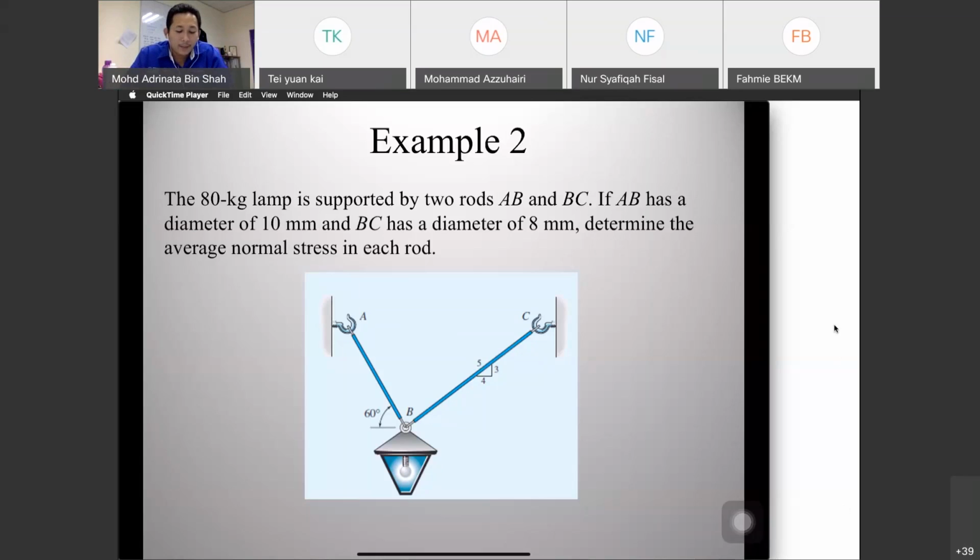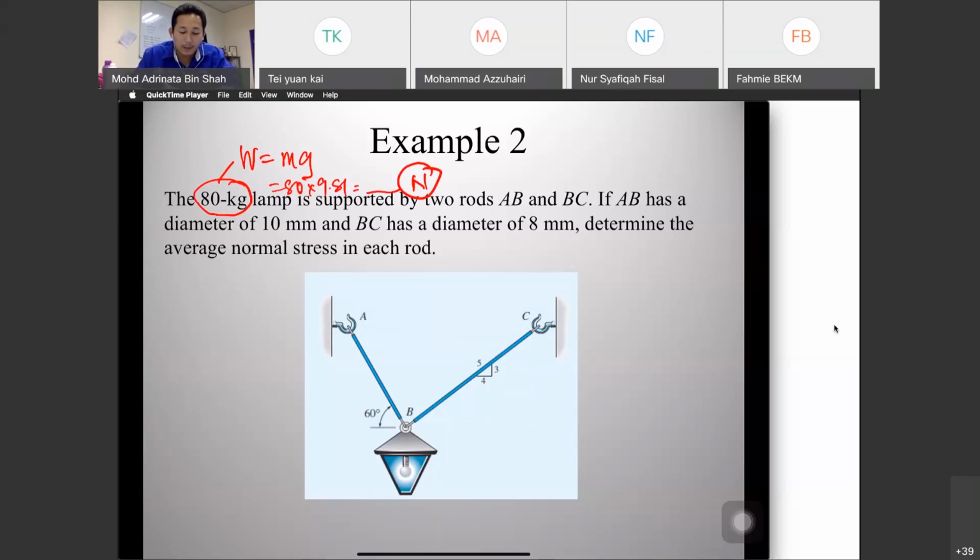Okay. The 80 kilogram lamp. 80 kilogram lamp is supported by two rods, AB and BC. So this is the weight, mass. So W is equals to mg. G is gravity. M is 80 kilogram. 80 times 9.81. So we got the answer in Newton. Okay, mesti dalam Newton. It's supported by two rods AB and BC. So kita ada rod AB and BC.